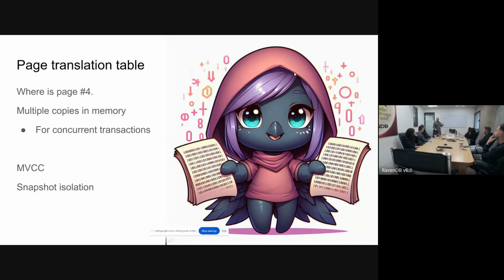By the way, doing that with physical stuff versus trying to draw a diagram on PowerPoint, so much easier. You understand how it works with regards to multiple copies, and the only thing that we need to do in order to ensure that it worked is the page translation table. And this thingy is called MVCC, Multi-Version Concurrency Control. It's a very fancy name for a bunch of pages on the board.